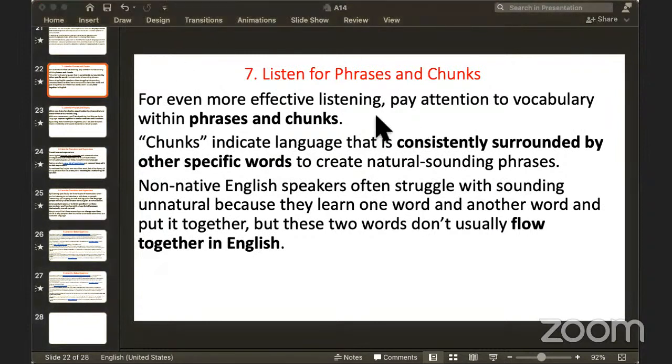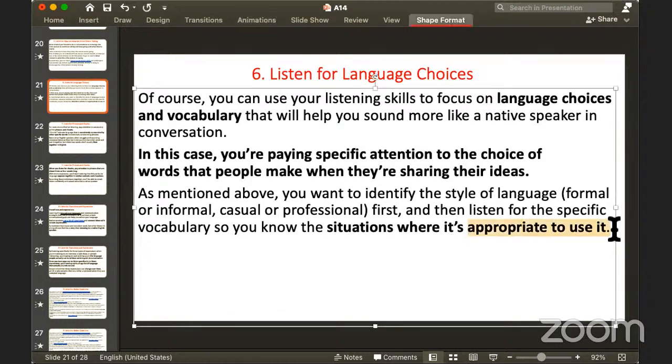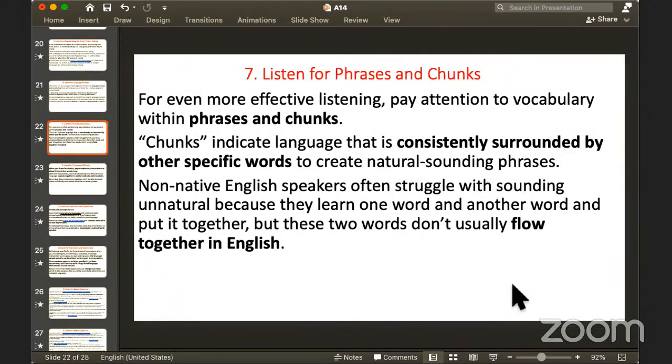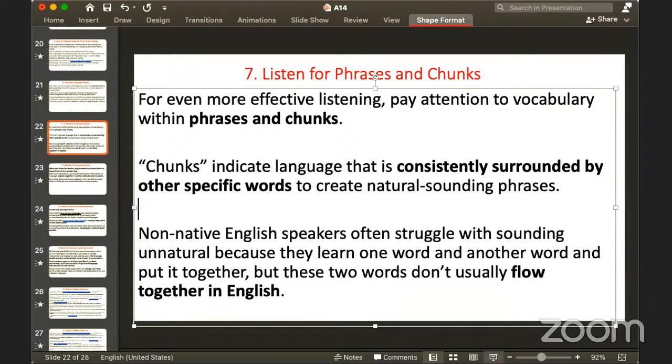Okay. So let's start. Before we see, well, the last tip was that we have to listen for language choices, so we know what is appropriate to use. So now let's see this next one. We have to listen for phrases and chunks. What does this mean? Let's take a look.